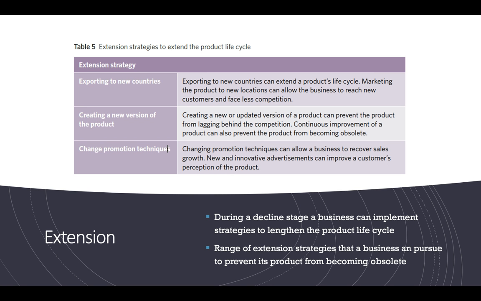So potential strategies that they could use: exporting to new countries, because you're obviously then going to be getting a whole new target market. You're growing the market, growing your customer base. You can create a new version of the product, so create a new or updated version can prevent the product from lagging behind the competition. So again, just trying to differentiate it, improve it in order to still be able to compete.